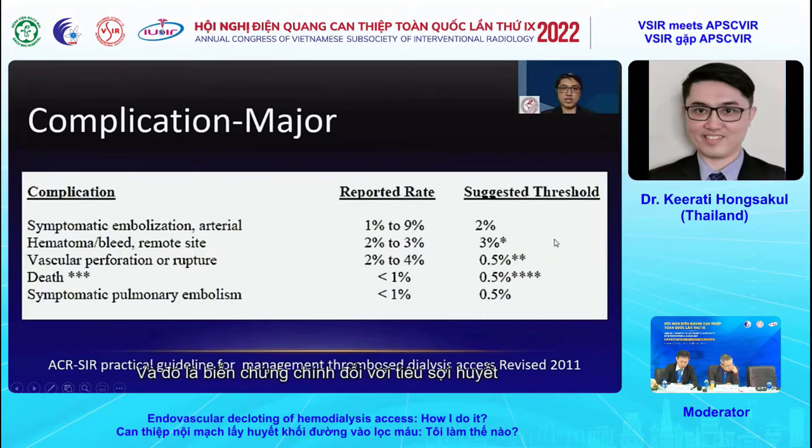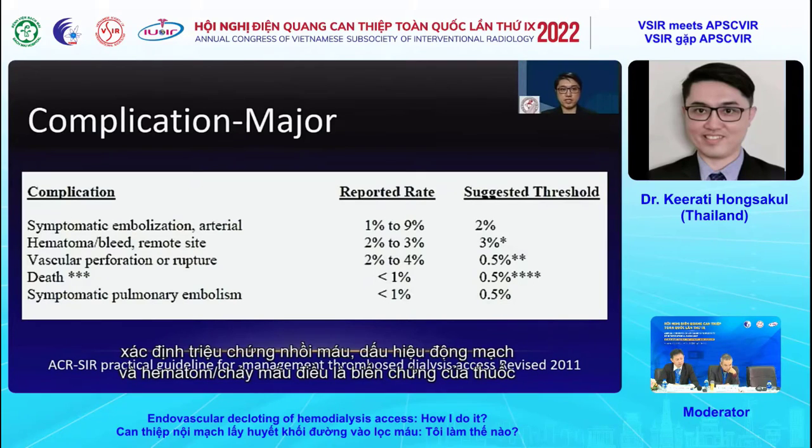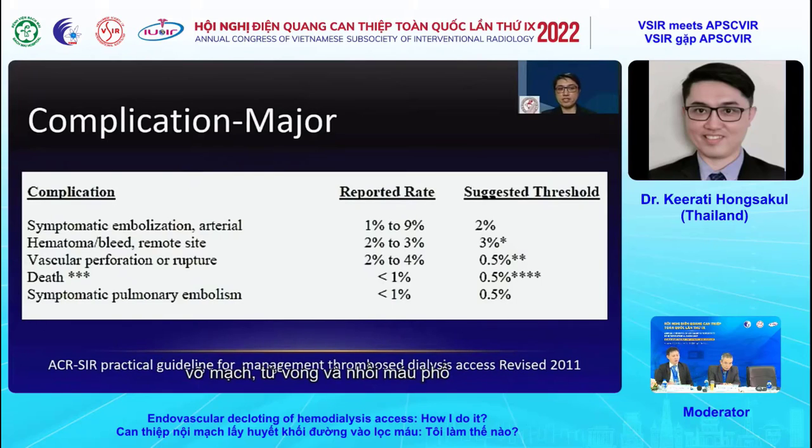And for complications, the major complications of thrombolysis include non-target embolization, like symptomatic embolization into the arterial side, and hematoma or bleeding, the effects that may come from the thrombolytic drugs, vascular perforation, death, and symptomatic pulmonary embolism. However, the incidence is not high, it's quite low.